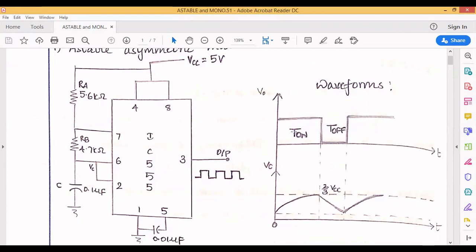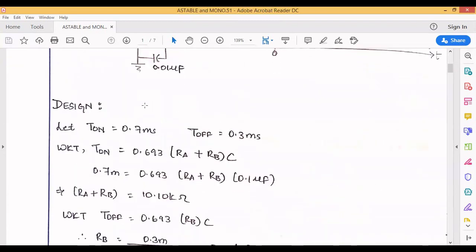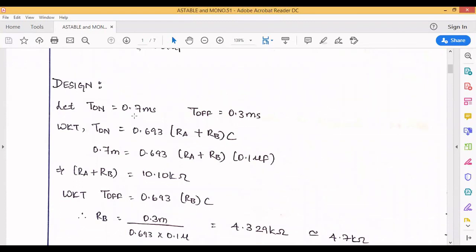Okay, so let's design. Here, in the design, let T on be 0.7 millisecond and T off be 0.3 millisecond. That means the total period is always equal to T on plus T off. We are taking T on as 0.7 millisecond and T off as 0.3 millisecond. So totally, how much is T? It is nothing but 1 millisecond we are assuming. My intention here is a duty cycle greater than 50%, isn't it? The duty cycle I'm taking is greater than 50%.